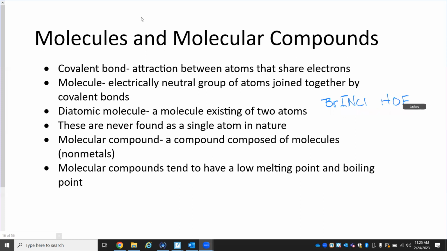So Brinkelhoff, the 7 diatomic molecules are bromine, iodine, nitrogen, chlorine, hydrogen, oxygen, fluorine. All of those are never found by themselves in nature. So like oxygen that we breathe is O2, because you're never going to have an oxygen floating around by itself. Another way to remember these is there are 7 of them.